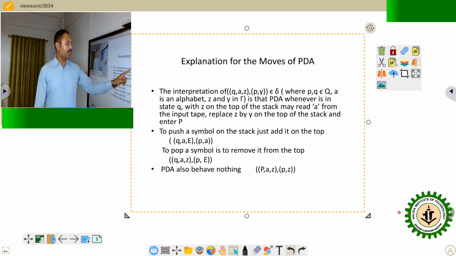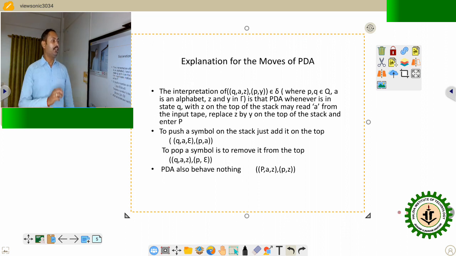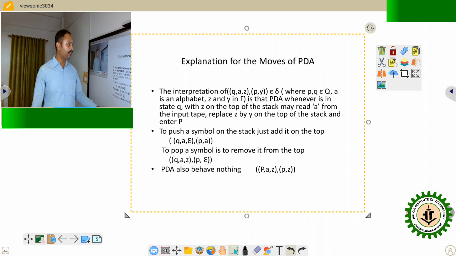So here Z is one type of notation which will point out the top of the stack. So it is our present state. After accepting an input symbol A, it will go to another state, the new state, which is denoted by small p, and Y is the symbol which will replace the top of the stack. So top of the stack is Z, Z will be replaced by Y. So this is the meaning of this transition. After execution of this transition, the top of the stack will be replaced by the symbol Y.